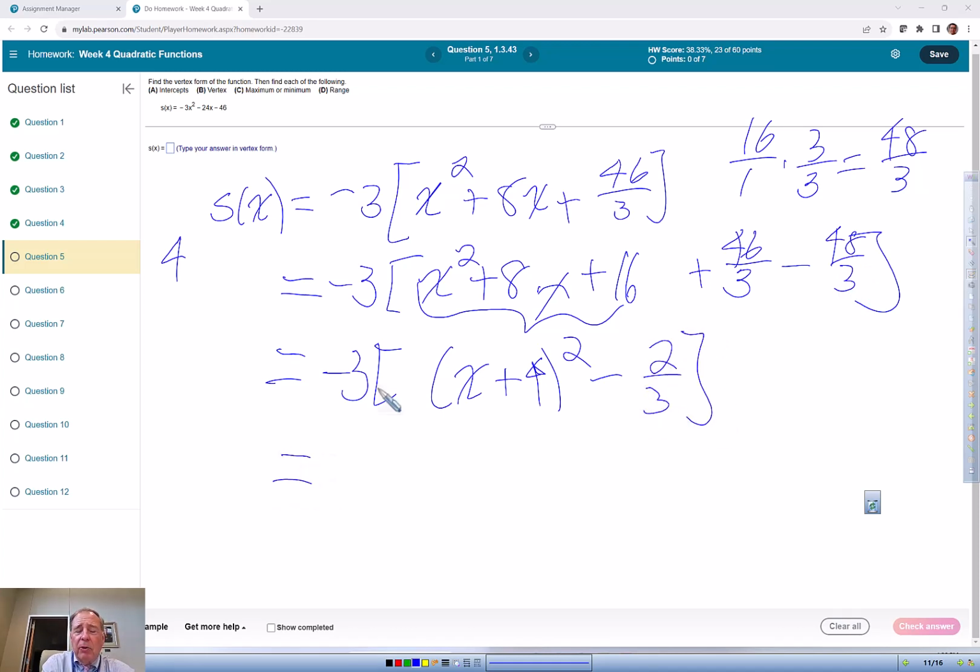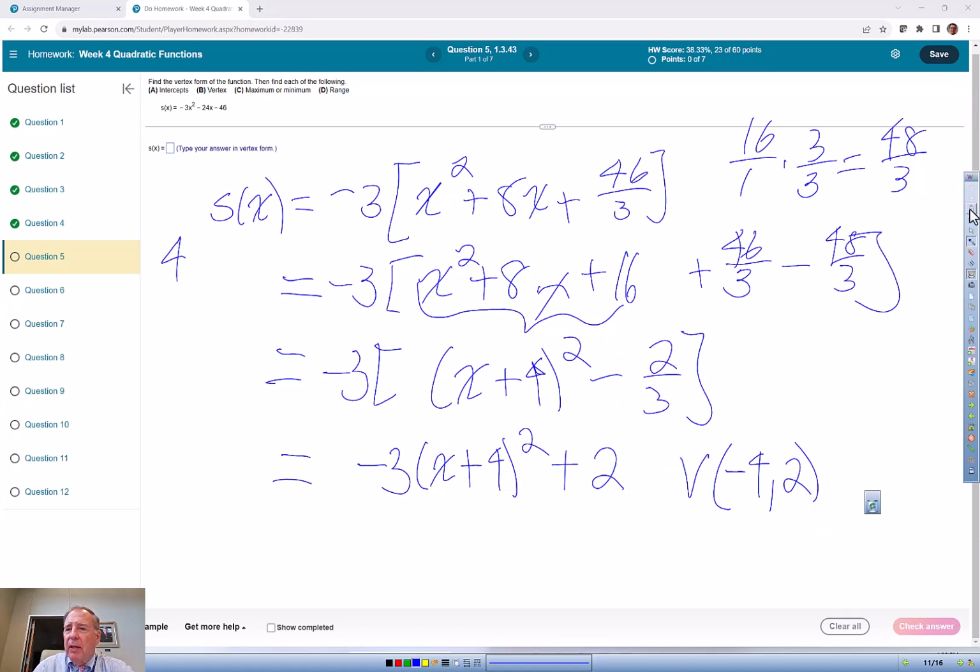So now I'm going to distribute this negative 3 back inside the bracket. Negative 3 times x plus 4 squared. Negative times negative is going to be a positive, so that's plus 2. So my vertex will be at negative 4, 2. And then we want this vertex form, so we'll go put that in.